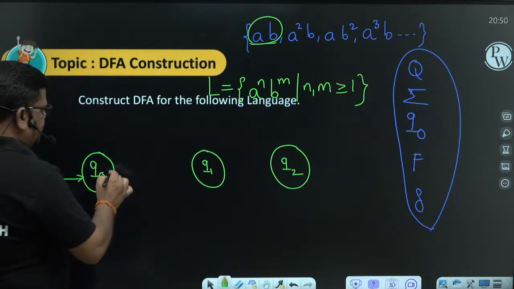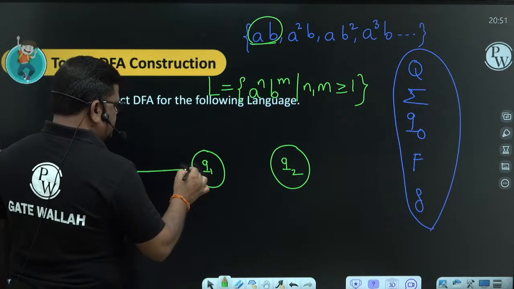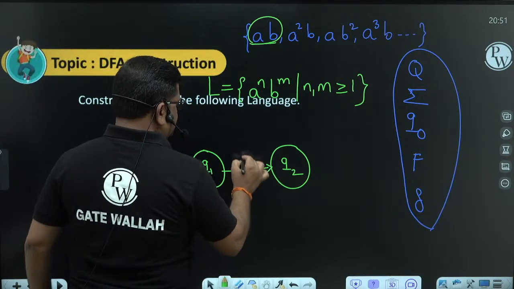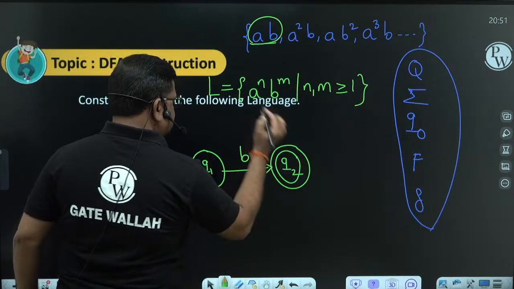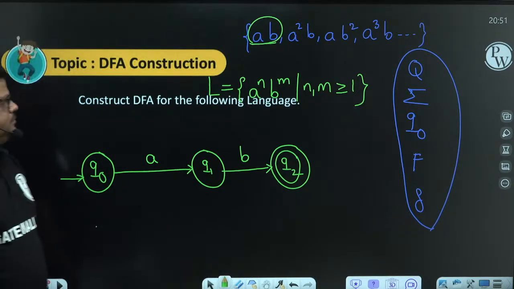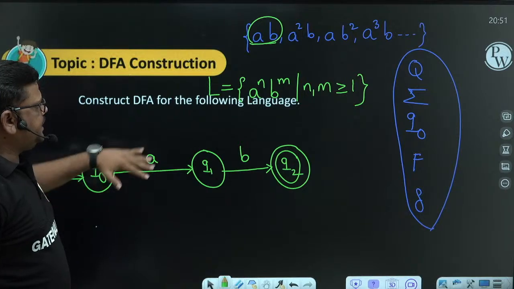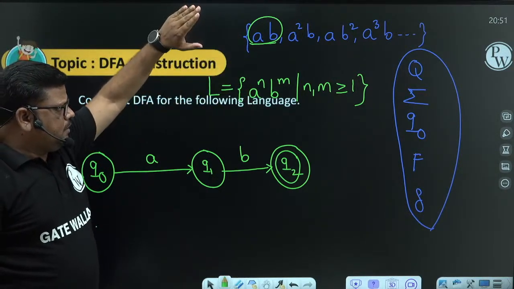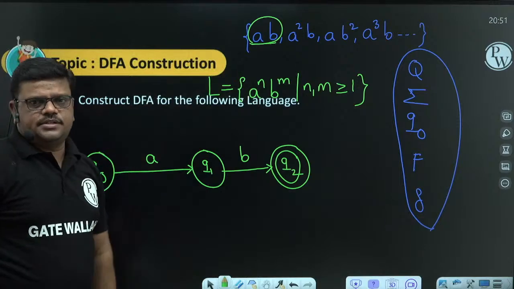To accept AB, for A, it has to go to a non-final state. For B, it has to go to a final state. This is the way of accepting AB. So I am starting from the initial state. First I am accepting one string AB, because AB is a valid string, belonging to this language.